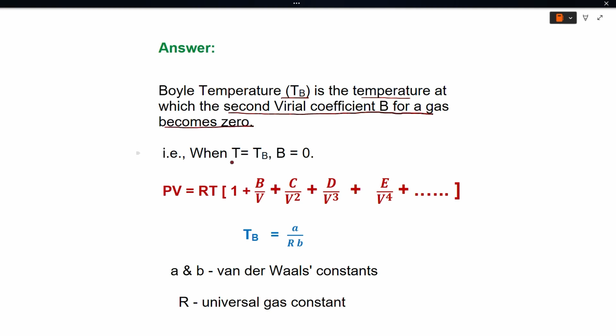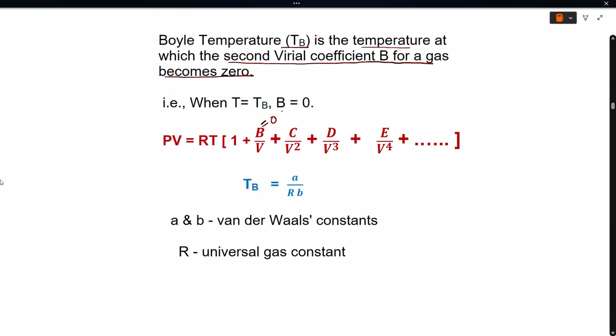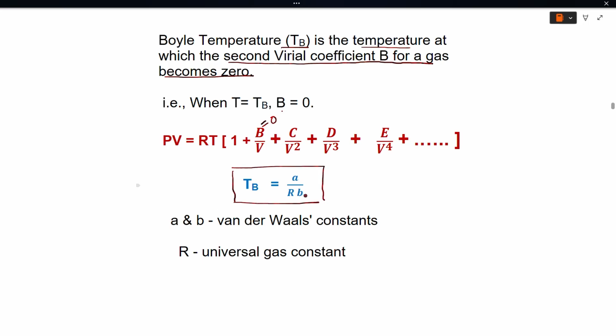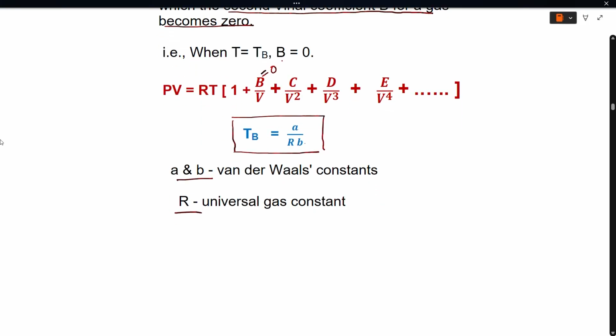That is, when temperature is equal to Tb, B should be equal to 0. The value of B will be equal to 0, and from that we can derive the expression Tb is equal to a by Rb, where a and b are van der Waals constants and R is the universal gas constant. Now, let us move on to the next question.